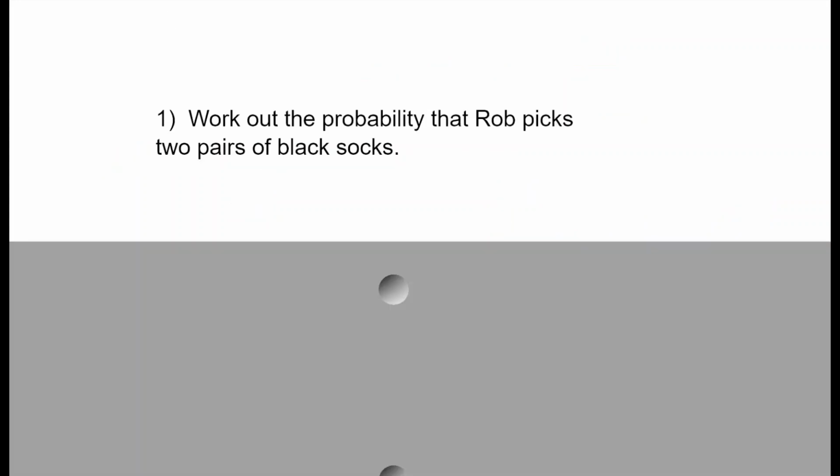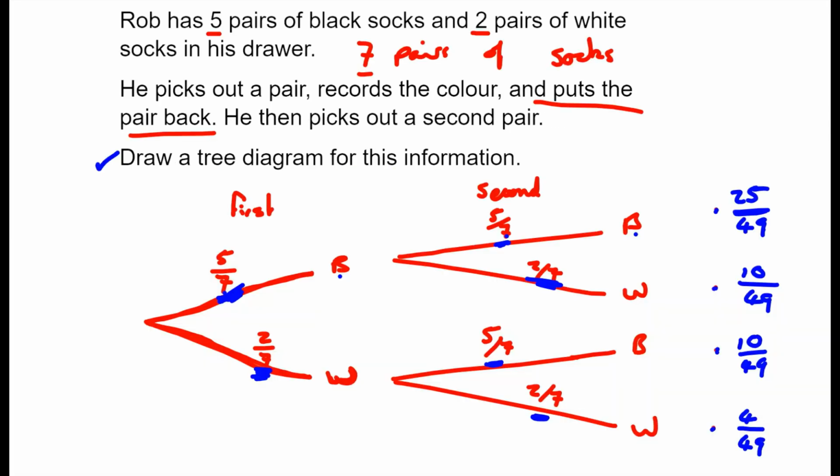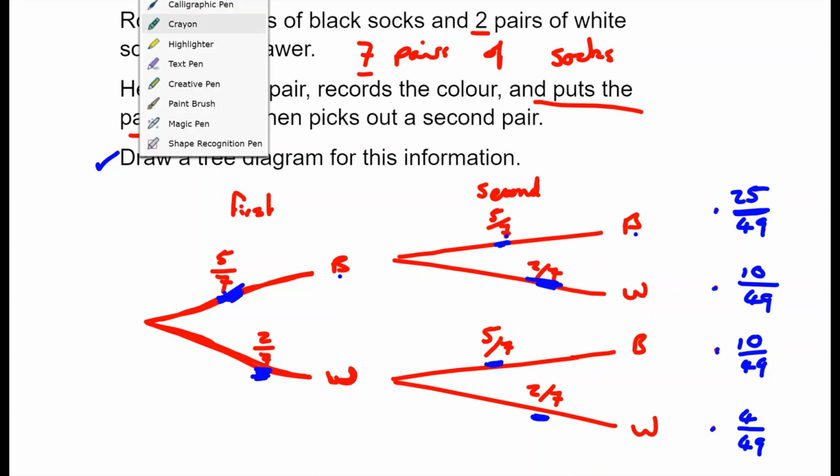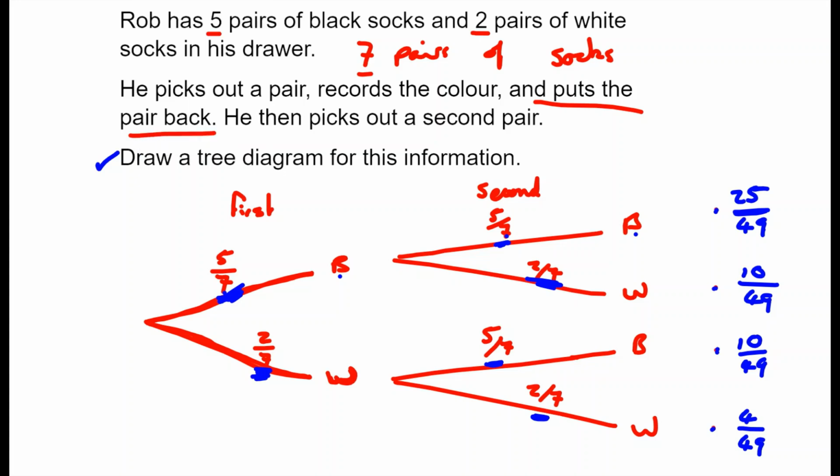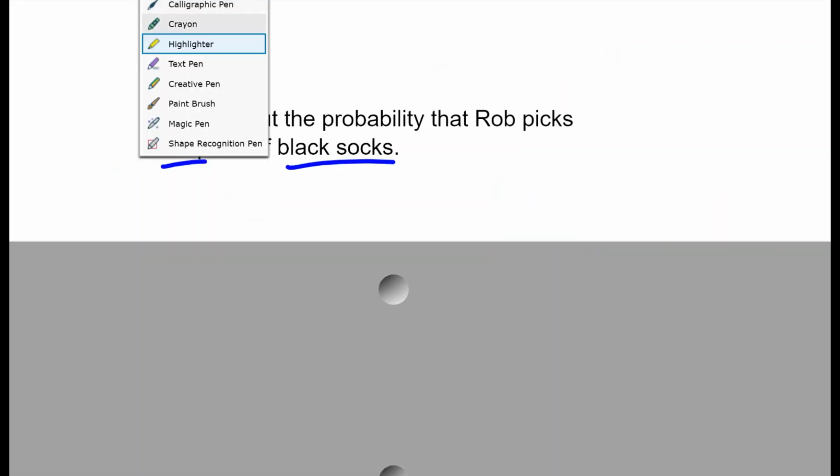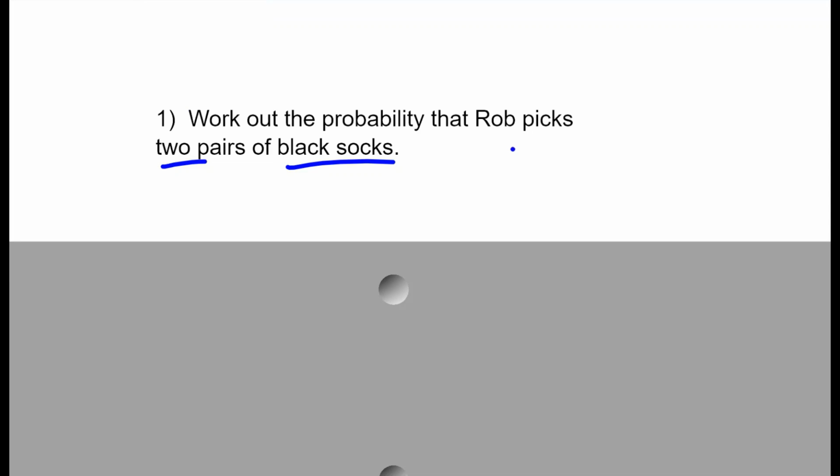Work out the probability that Rob picks 2 pairs of black socks. If we look at our tree diagram, we want the branch that is black, then black, which is this one. The probability is 25 over 49.